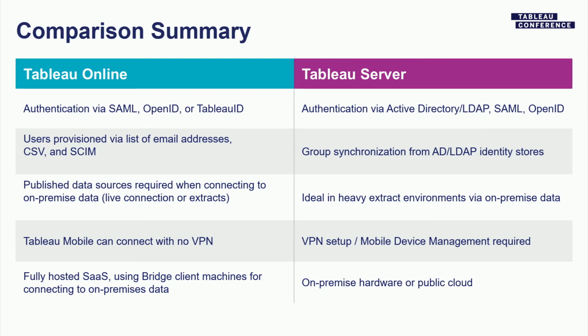With Bridge, you have to use published data sources. With Cloud Data, you don't, or Tableau Server, it's not necessarily a requirement. And the benefit of Tableau Online, obviously, is that it's fully hosted, except for the Bridge clients. And versus Tableau Server, you need your own hardware. So that's the summary of the functional differences.